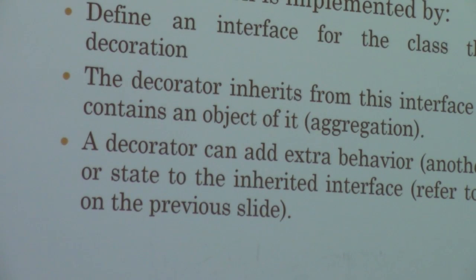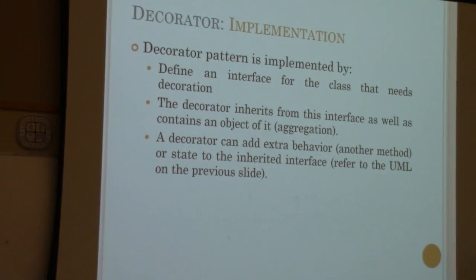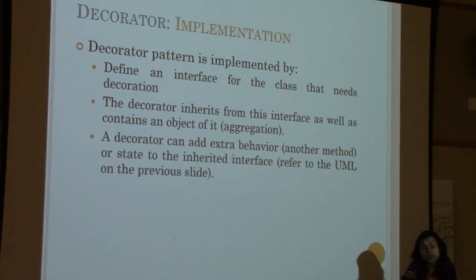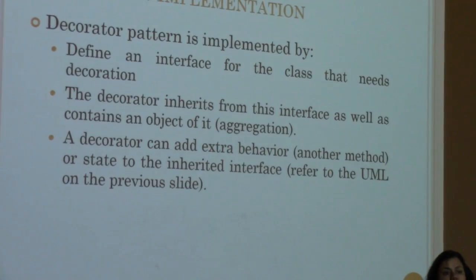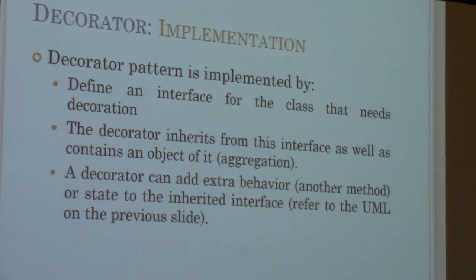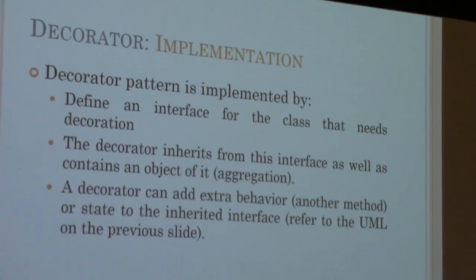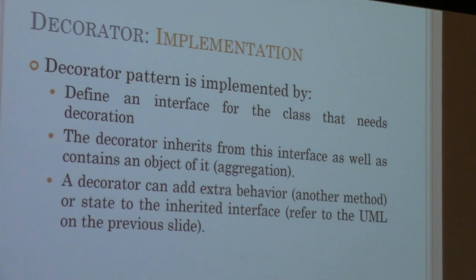So the decorator pattern is implemented by defining an interface for the class that needs decoration. So in our example, if we are talking about a window, then the window that will have its added functionality, that's your component class. Okay, so that's the interface for the class that needs decoration. And the decorator inherits from this interface as well as contains an object of it. That's the technical part. That's the real thing that is a little bit more involved here.